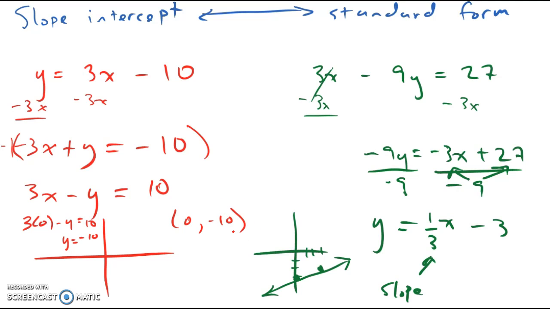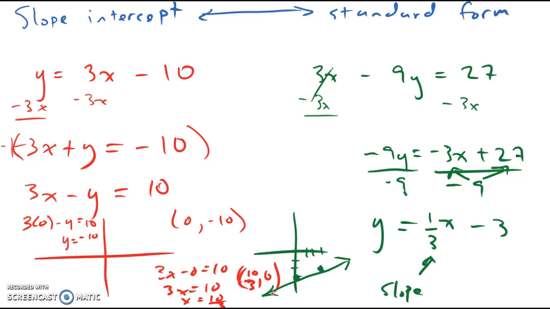And when we're on the x-axis, our value of y is 0. So we've got 3x minus 0 is equal to 10. So 3x is equal to 10. So x is equal to 10/3. So we've got 10/3, 0. Okay, and that's our x-intercept.